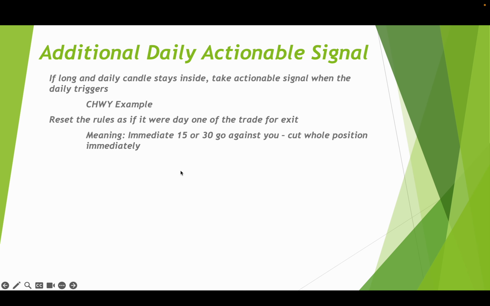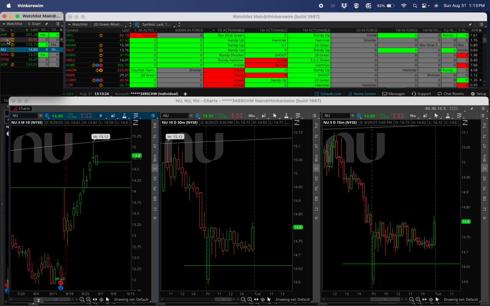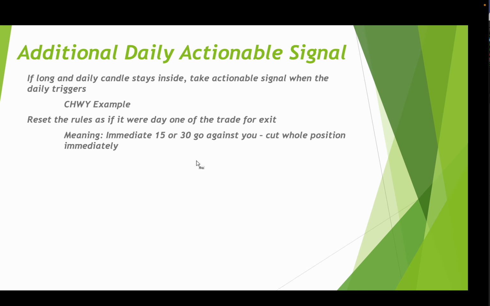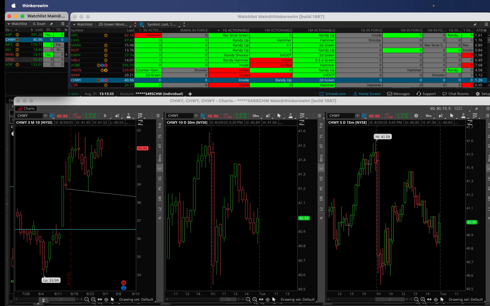Additional daily actionable signals. If you're long and the daily candle stays inside, you take an actionable signal when the daily triggers. Chewy is an example of that. I'll show you in 1 second. But then you reset the rules as if it were day 1 for the trade. So if you take the inside day up and you get an immediate 15 or 30 against you, you have to get out. Exit the whole position here. You want to cut the whole position because you were already long, so you should be in a winner. You had a daily actionable that you thought was more evidence to go up, and it failed. Just get out, exit the whole position, and lock in those gains.